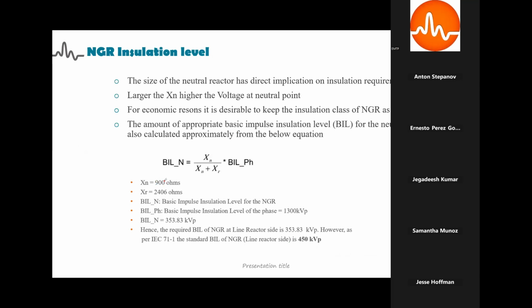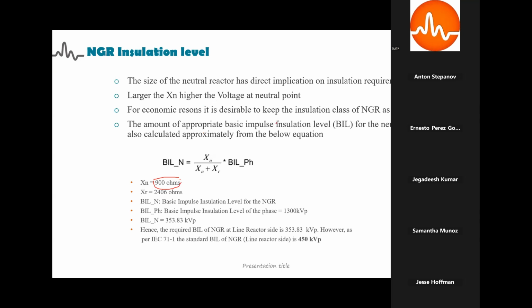The neutral voltage, we know, will increase as the impedance increases. So we cannot have a very high value of neutral reactance. The upper limit for neutral reactance is the insulation level. Even though a higher value of neutral reactor will give better performance, better secondary arc quenching capability, we are not allowed to have a very high value because it will increase the overall cost and overall insulation level. So this upper limit will be the insulation level.